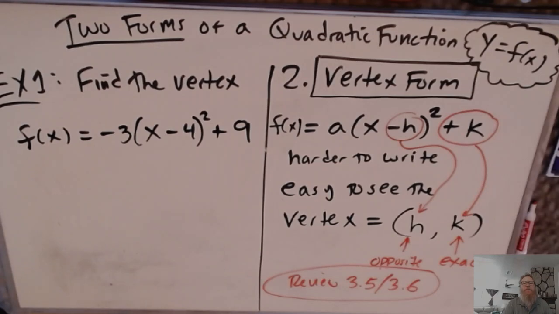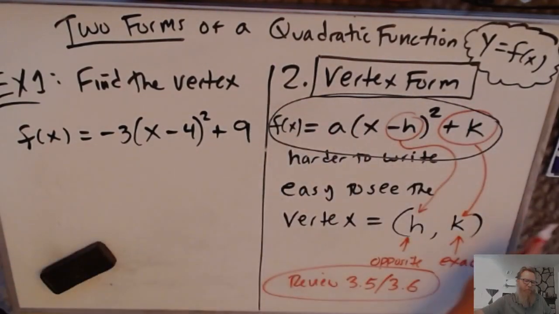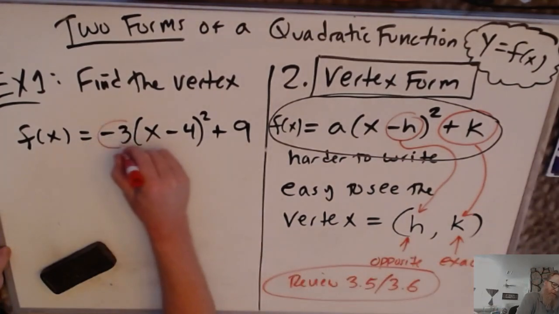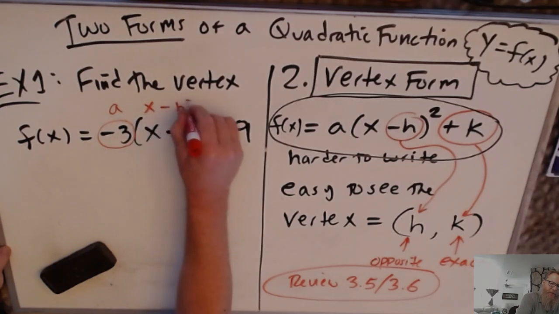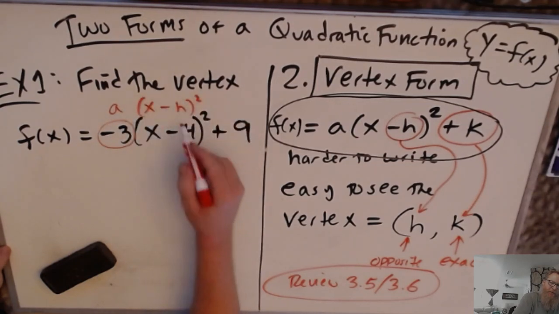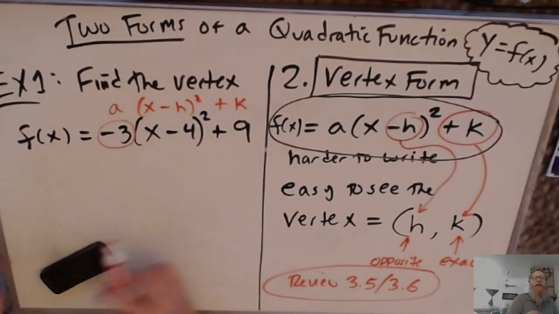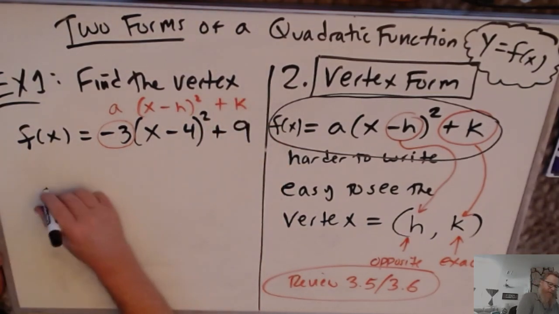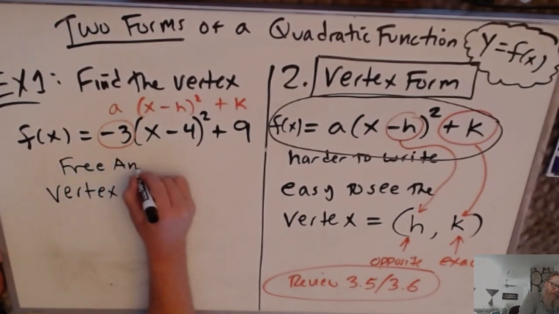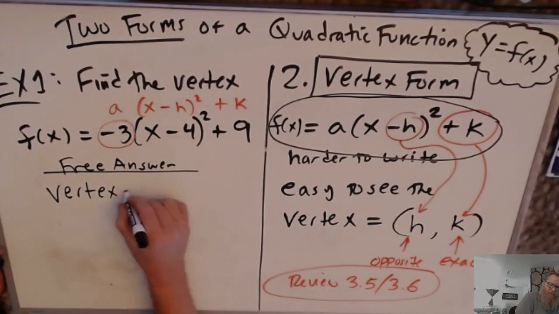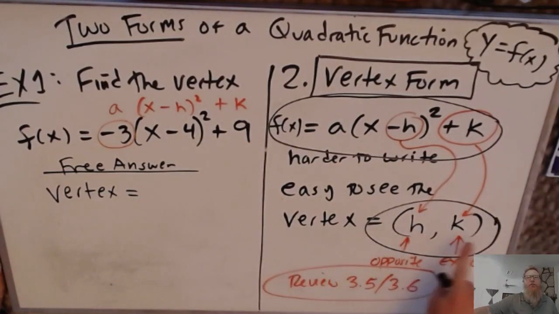So find the vertex. I gave you a function that's already in vertex form. So this is your a. The inside is the h. And the outside is the k. So this is basically a free answer. Just read it off. The vertex is (h, k).